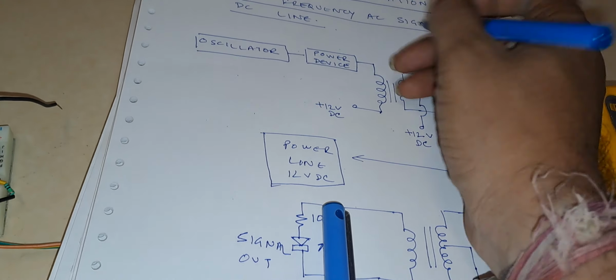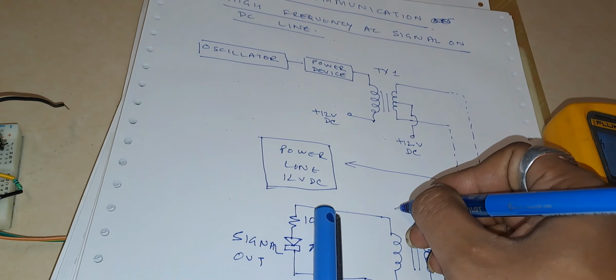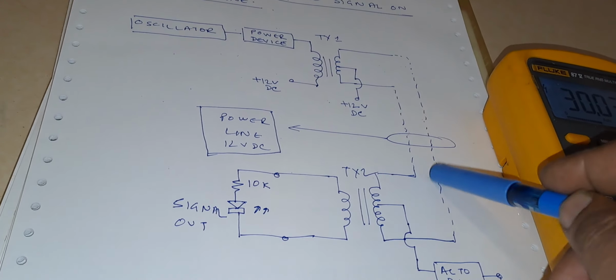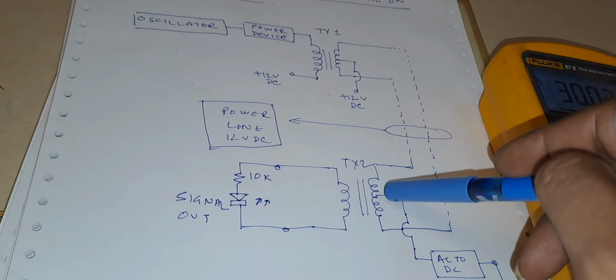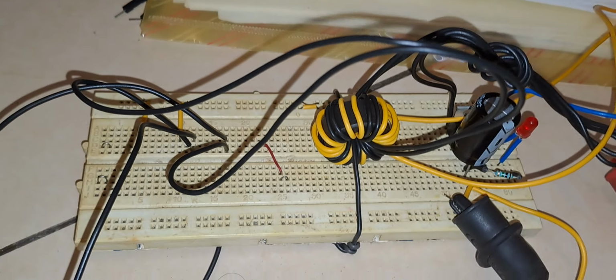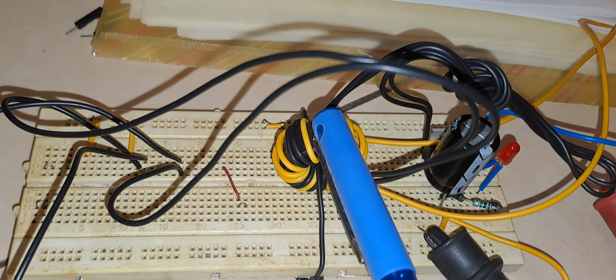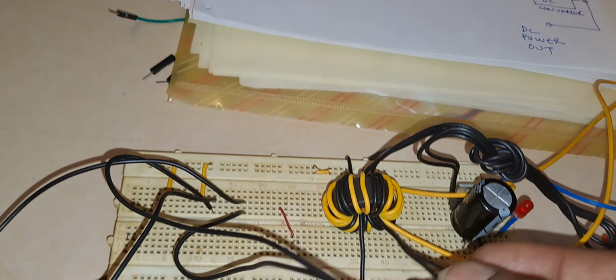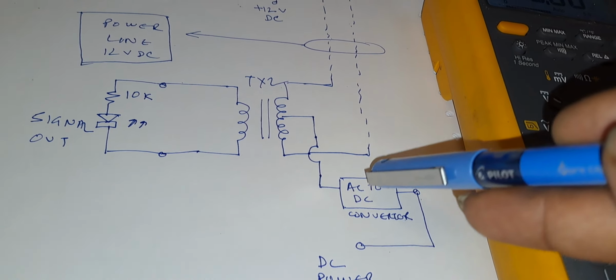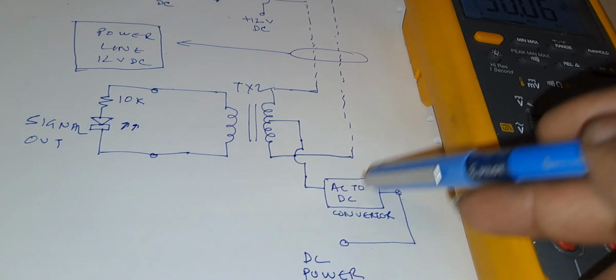So let me draw it. This is TX1, this is TX2, transformer 2. On the secondary of this transformer, again there is a center tap. This is the second ferrite core transformer. Those two wires are coming to this ferrite core transformer, the two black wires. The center tap of this transformer goes to a rectifier, an AC-DC converter.